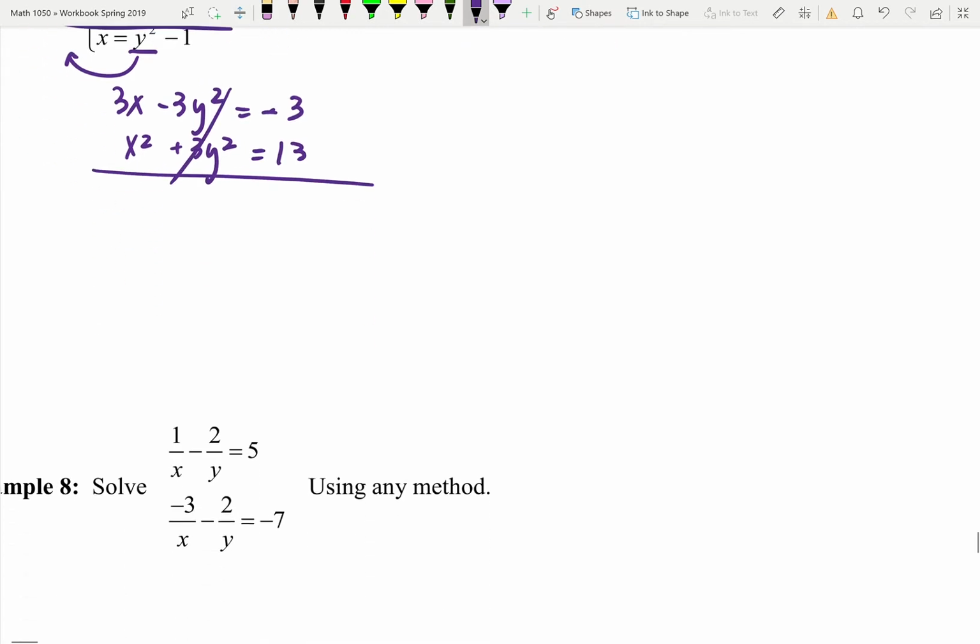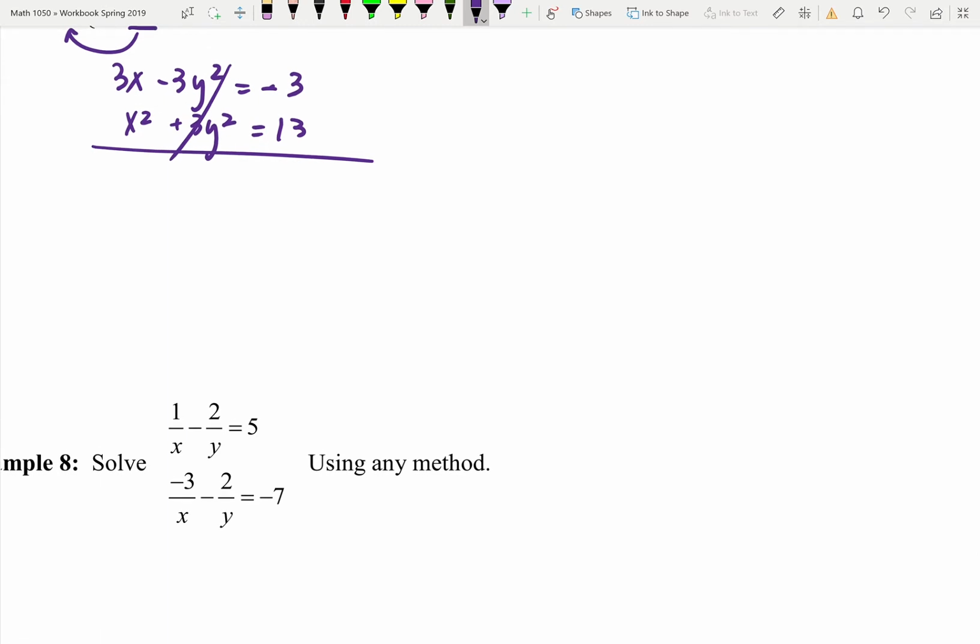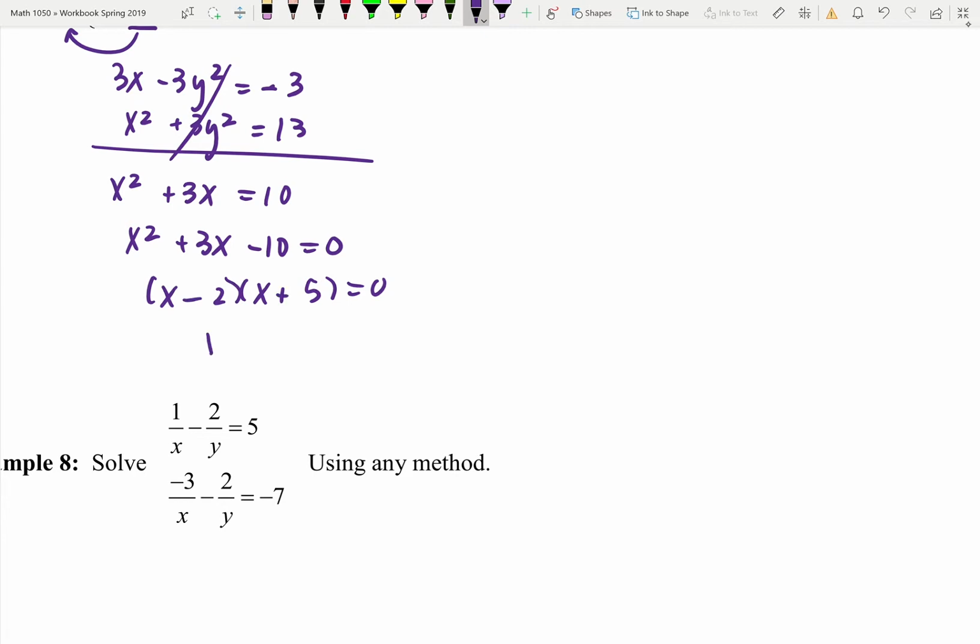The y squareds go away. The x's and the x squareds cannot be added, so it's x squared plus 3x equals 10. Then I pull my 10 over and it becomes a negative. x squared plus 3x minus 10 equals 0. Factor x and x. 10 goes to 5 and 2. 5 and 2 multiply to give me 10 and subtract to give me 3. Biggest is a positive. So I get x equals 2 and negative 5.